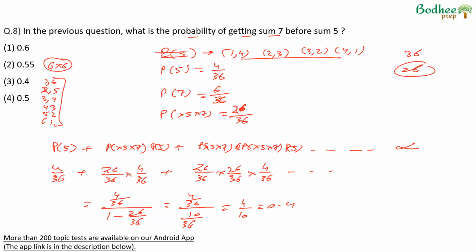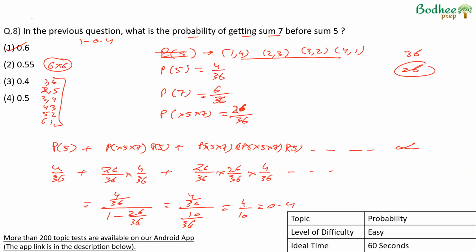The next is, in the previous question, what is the probability of getting a sum of 7 before 5? 5 before 7 happens in 0.4 ways. The opposite, that is 7 before 5, will happen in 1 minus 0.4 or 0.6 ways, which becomes the answer. Having solved the previous question, this becomes an easy question, not more than a minute to solve.